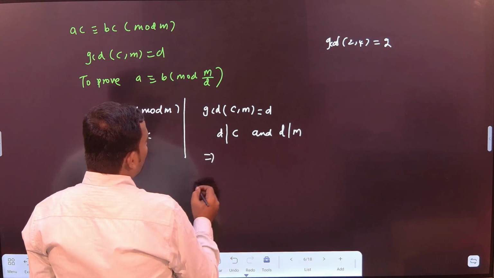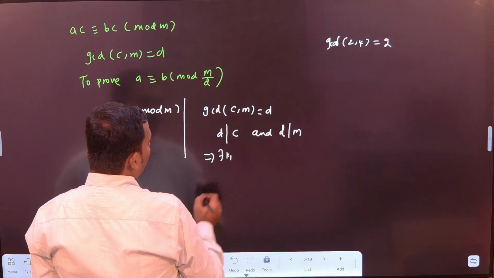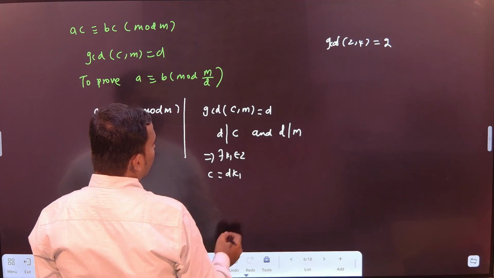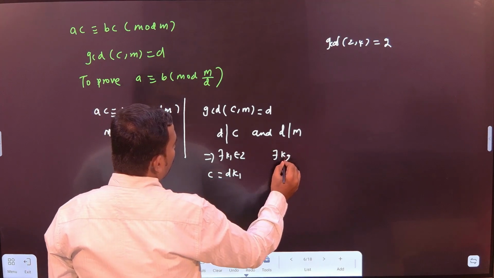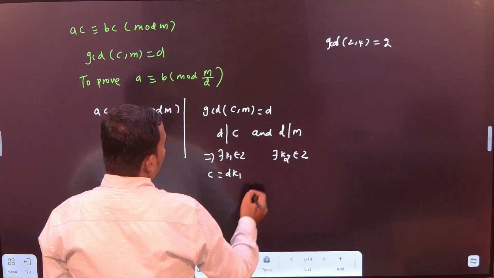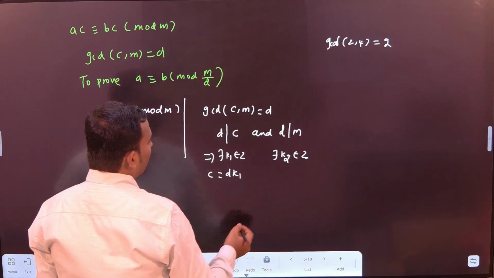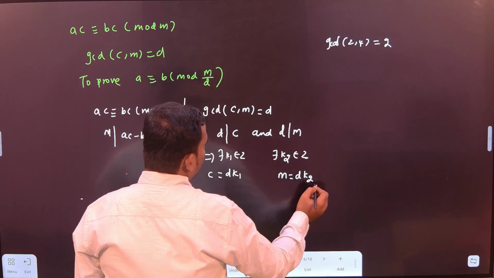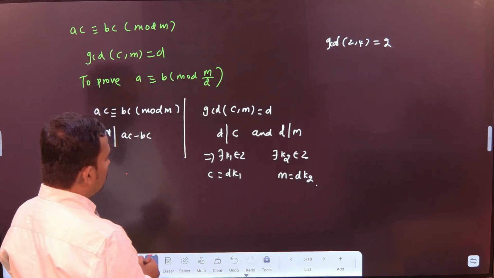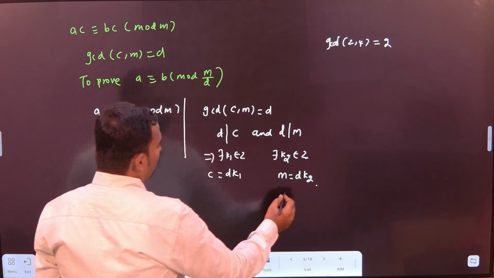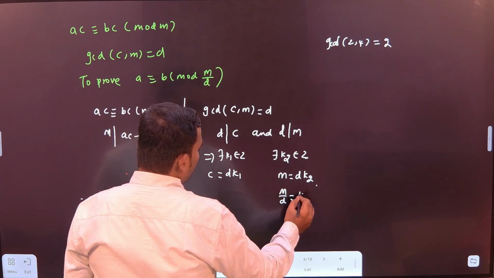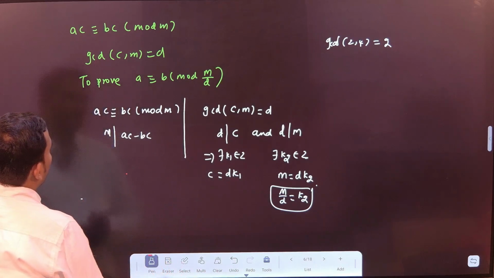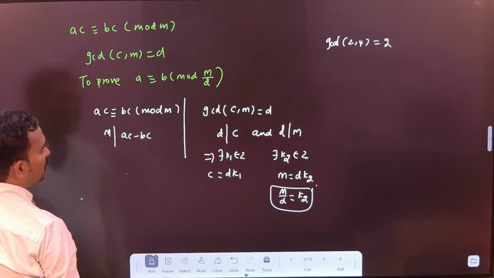So from this definition, there exists k1 belonging to integers, C is equal to D times k1 you can write. The same way, there exists k2 belonging to integers, we can say M is equal to D times k2 you can write. Clear? Okay, so therefore M by D is equal to k2 you can write. Okay, so fine. So what is given to you?